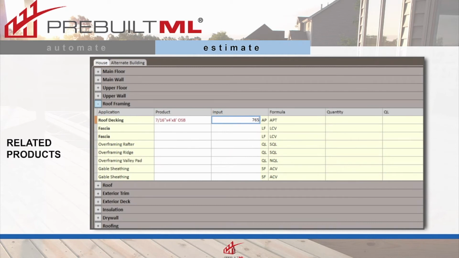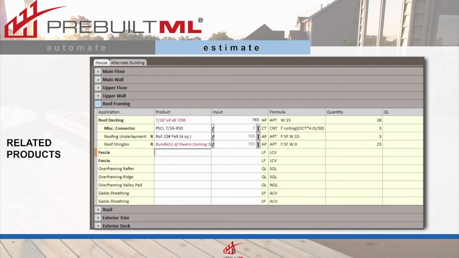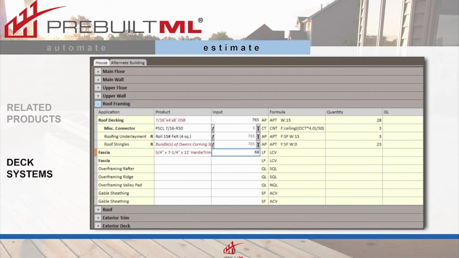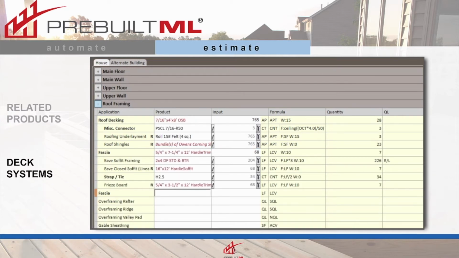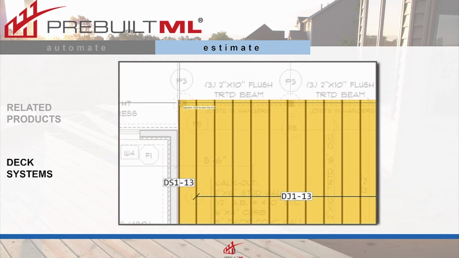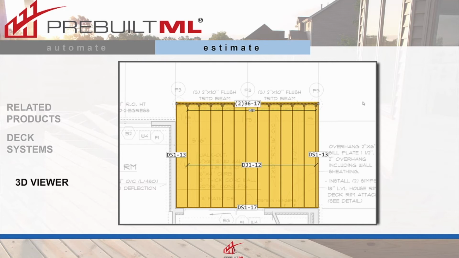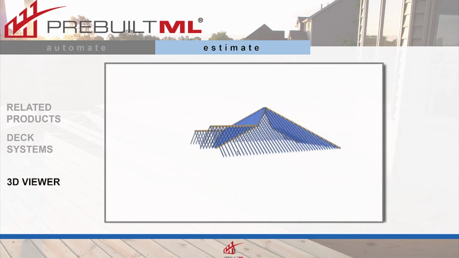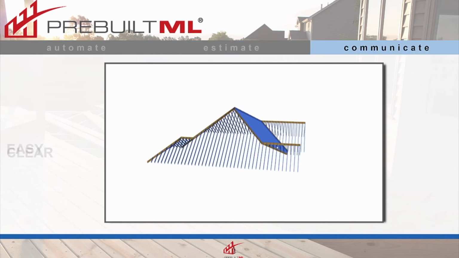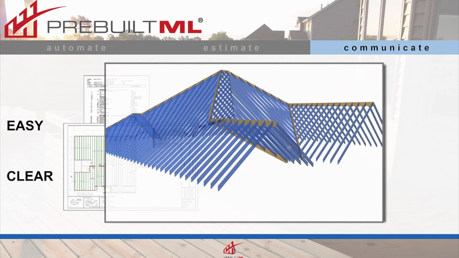And why add one item and then another when you know the two always go together? PreBuiltML software is smart enough to know that if you want the one, you'll want the other as well. Decks are easy too. Just point and click and allow the interactive components to help you produce a precise layout. And our integrated 3D viewer allows you to visualize your build, identify problems, and verify the plans.